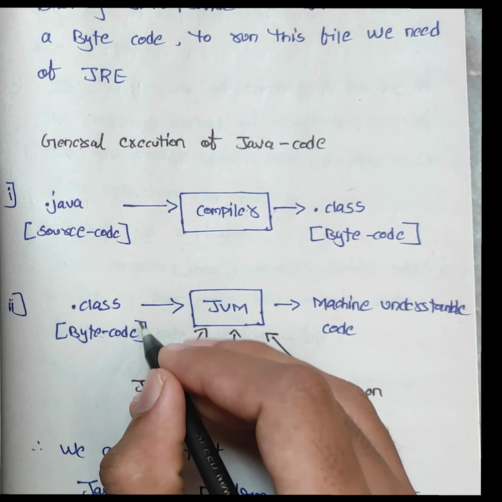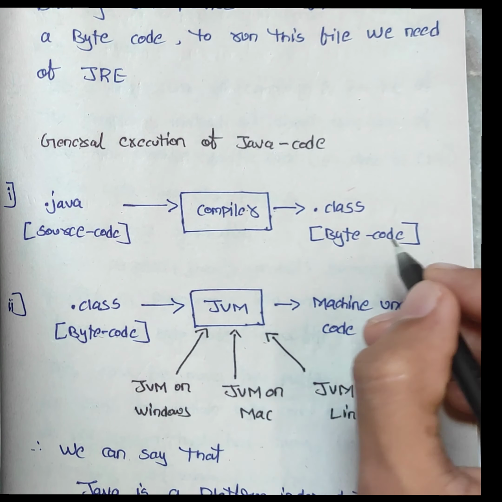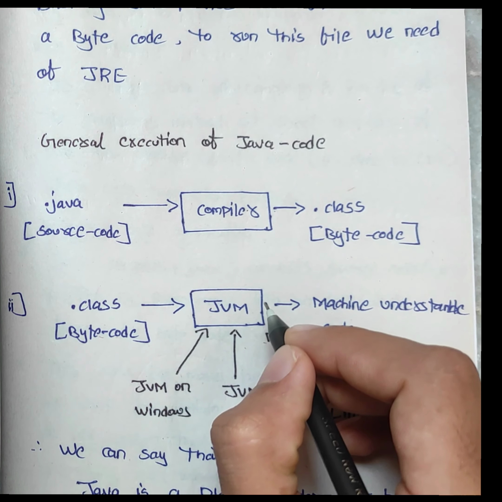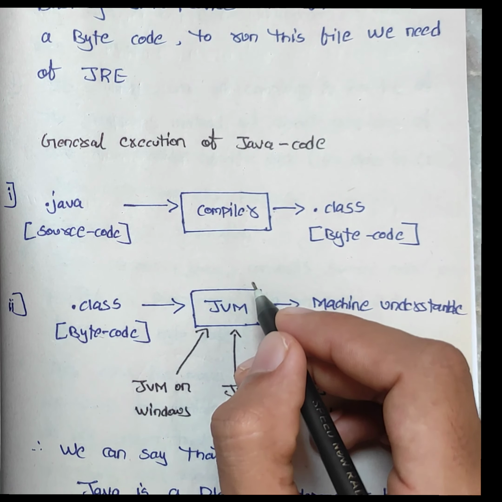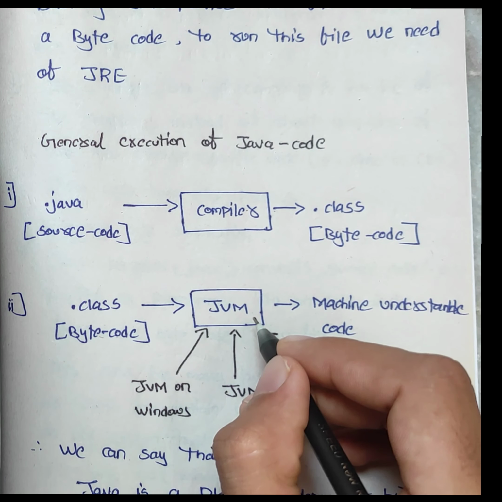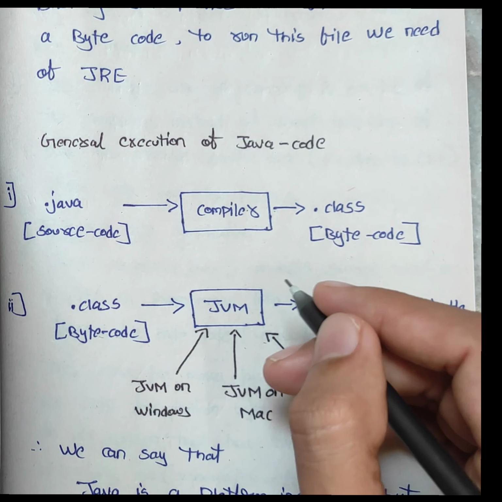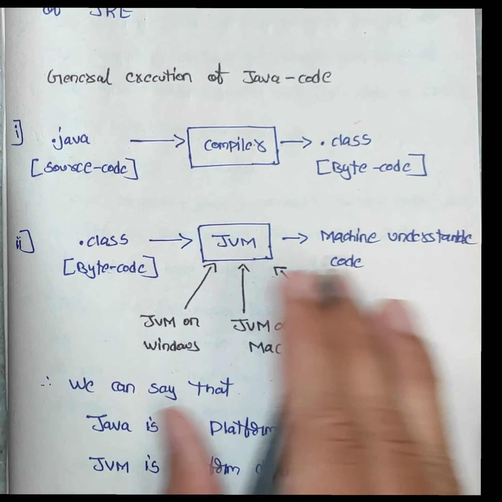This bytecode is run with the help of JVM. This is the working of JVM. Windows has its respective JVM, and Linux has its respective JVM. For that purpose we use JVM to run the bytecode. With this JVM only, the machine is able to understand what the user wants to convey to the machine. That's the usage of JVM.